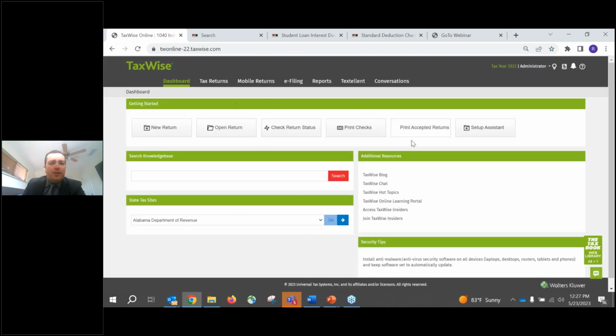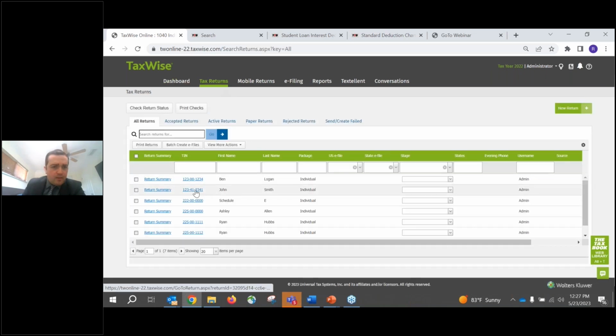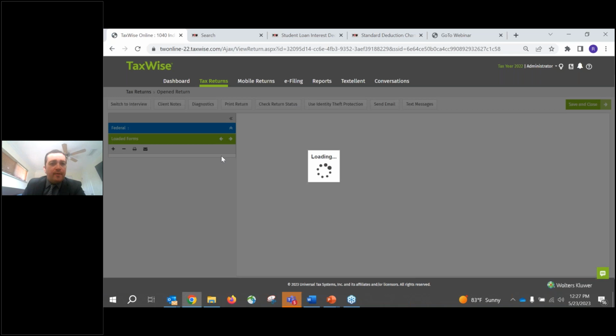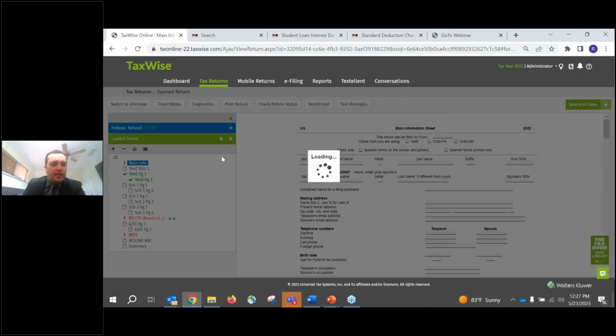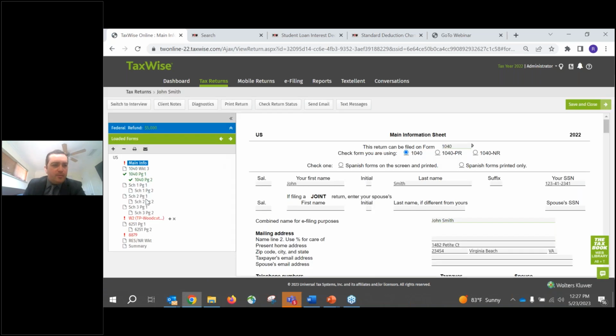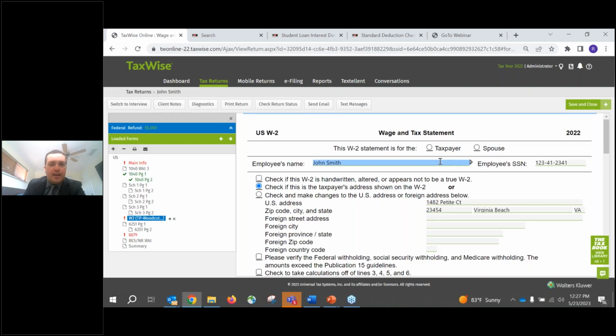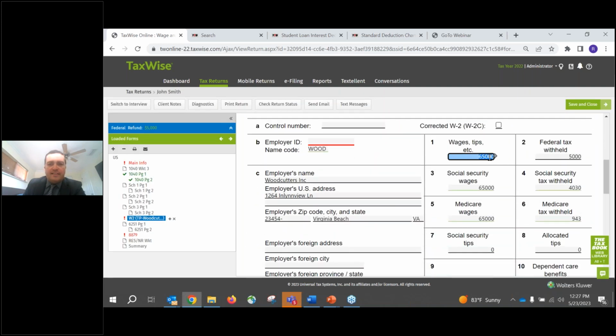And I actually have two returns that I want to show off today. We're going to start off with John Smith here. We'll open up his tax return. And John Smith is mostly a blank return. I believe I have a little bit of W-2 income entered in here, yeah, $65,000, just so we have something to actually deduct from. And he's currently getting a refund of about $5,000.